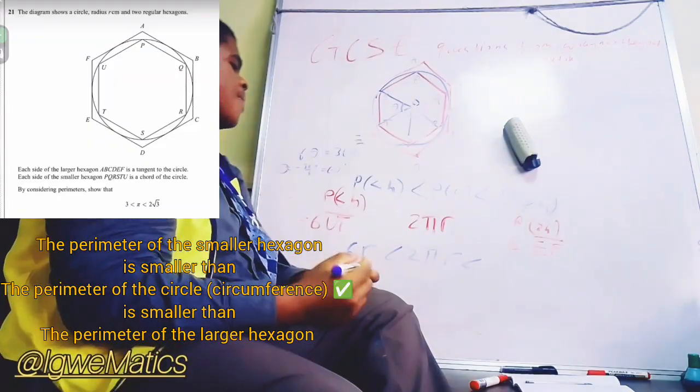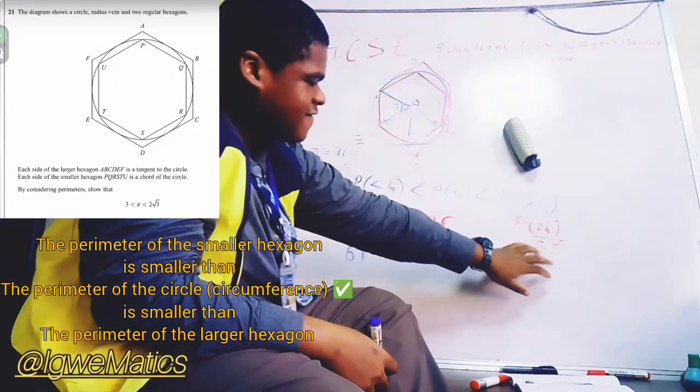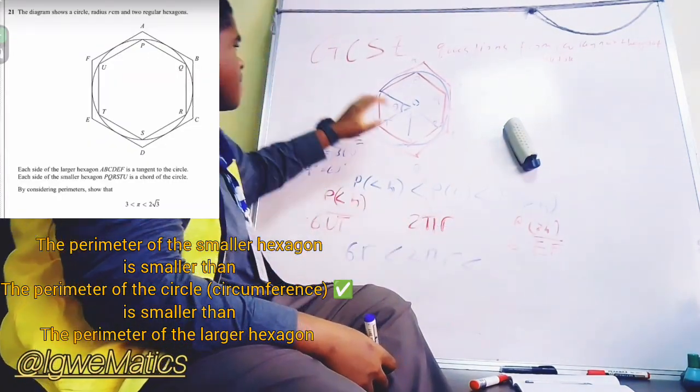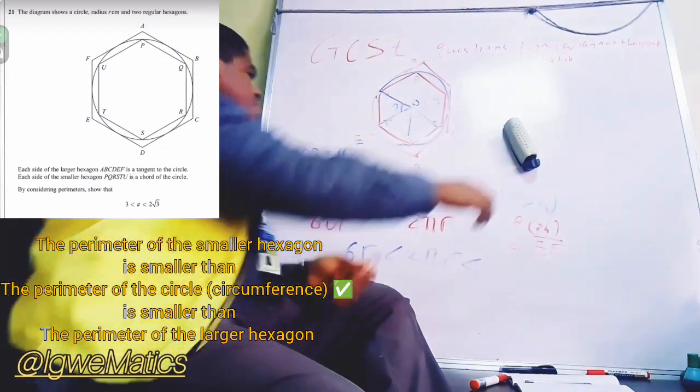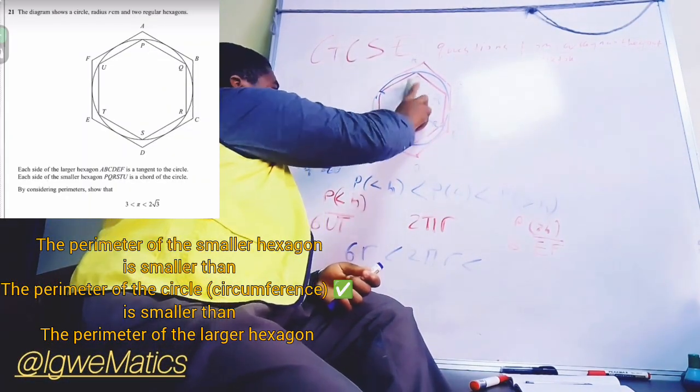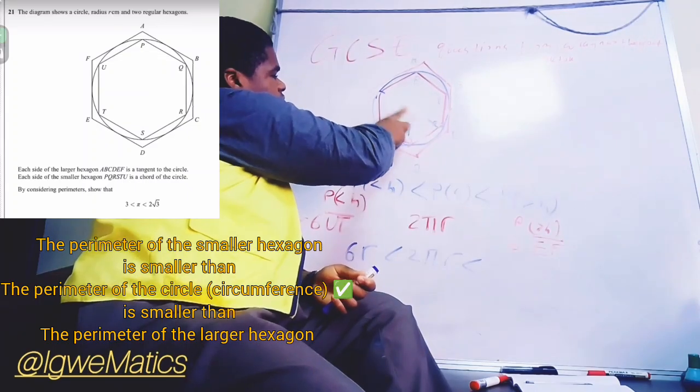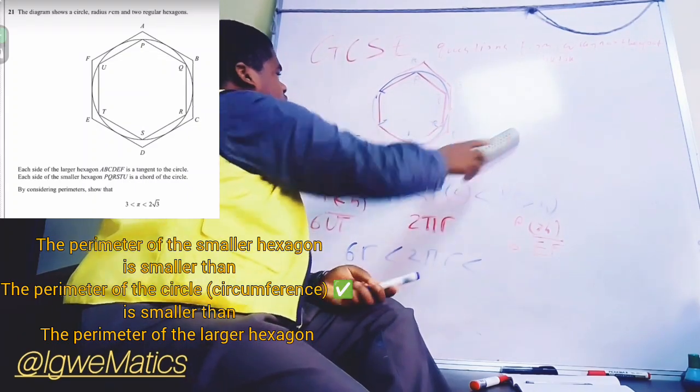Now let's find the upper bound. That is finding the length EF. To get the length EF, we need to draw another triangle. Let me clean the inner diagonal that I drew. We need to draw another triangle.